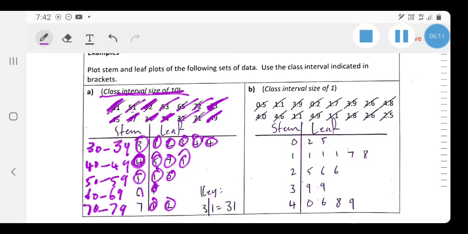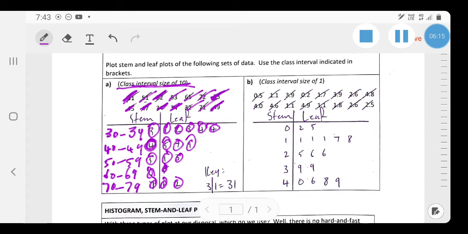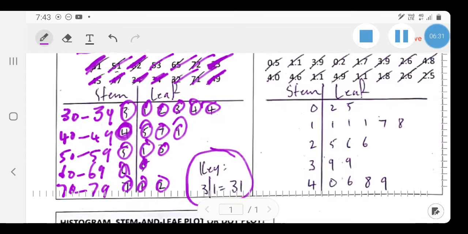All right. Now, very importantly, you have to do a key, because a 3 on the left and a 1 on the right could mean 31. It could mean 3.1. It depends on your data. So you need a key. All right. So that was our key for that particular example.